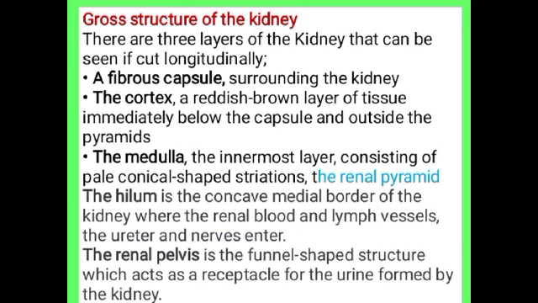We've got the renal pelvis, the renal blood vessels, lymph vessels, and also the nerve tissues. They also enter the kidney through the hilum. We also have the renal pelvis. The renal pelvis is just a funnel-shaped structure, which acts as a receptacle of urine that is being formed in the kidney, and it propels its contents to the ureters.